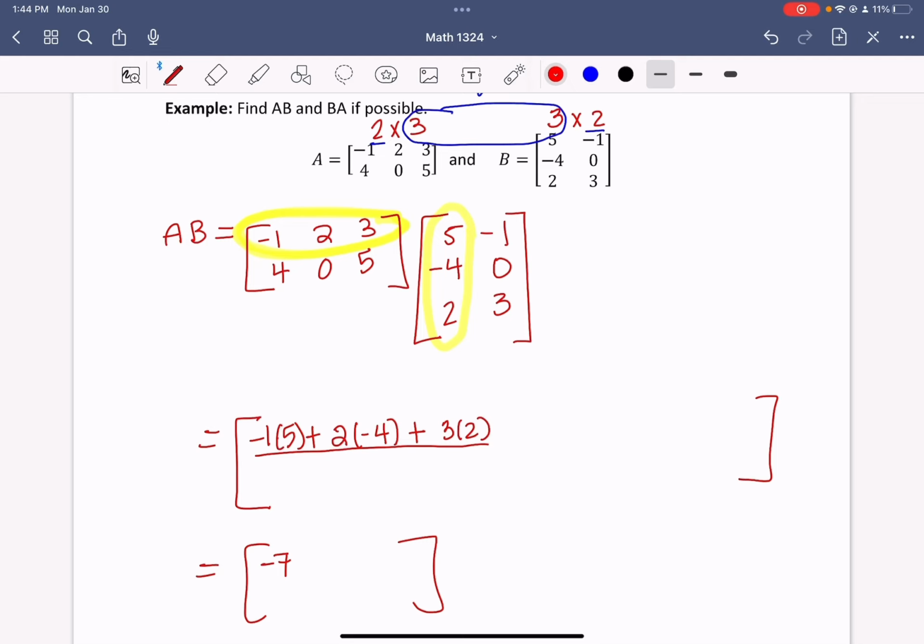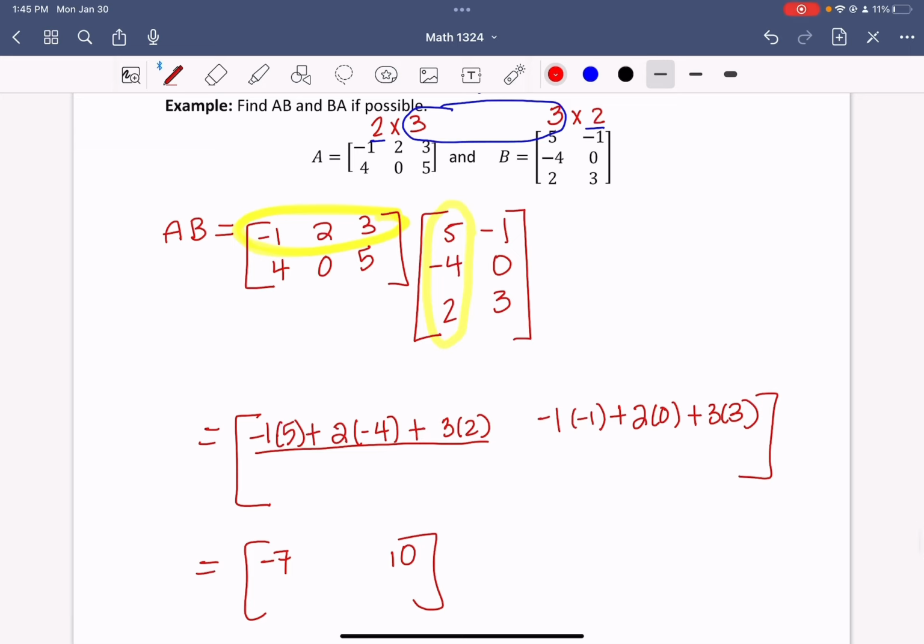So I would say -1 times -1. So I took this piece, multiplied it by this one. I'm going to add when I move to the second piece. So then I'll say plus 2 times 0 plus 3 times 3. I'll add all that up, and that's going to give me 10.